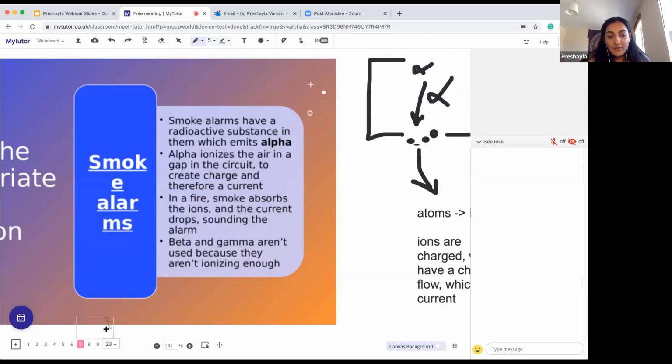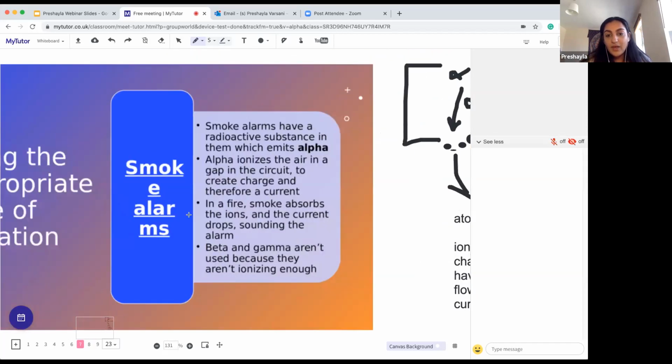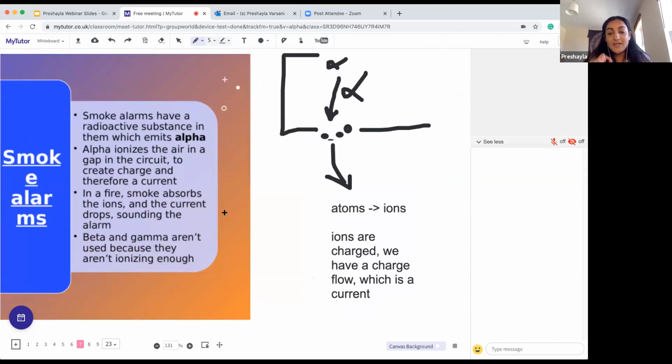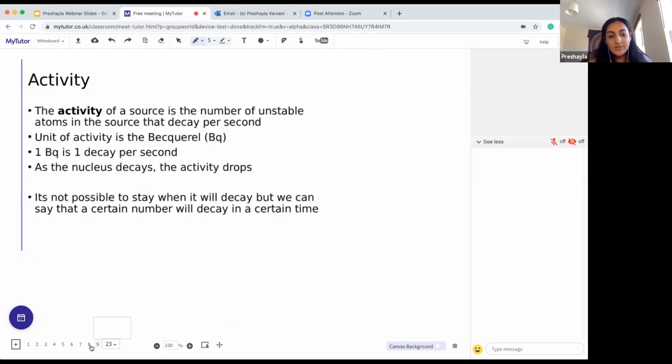Just a note here with the smoke alarm, alpha is used because beta and gamma are not ionizing enough. They don't have enough ionizing power and they can't create the amount of ions that are needed for a current to flow. So as well as knowing which radiation is appropriate, we also need to know which radiations are inappropriate and why. That's very important.